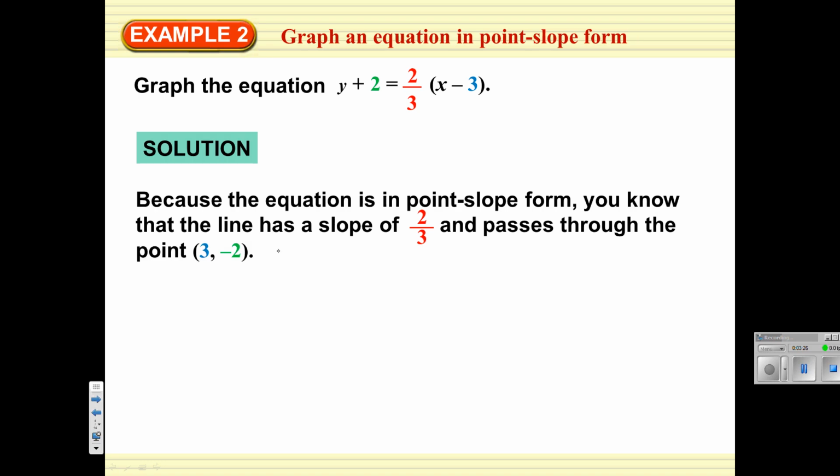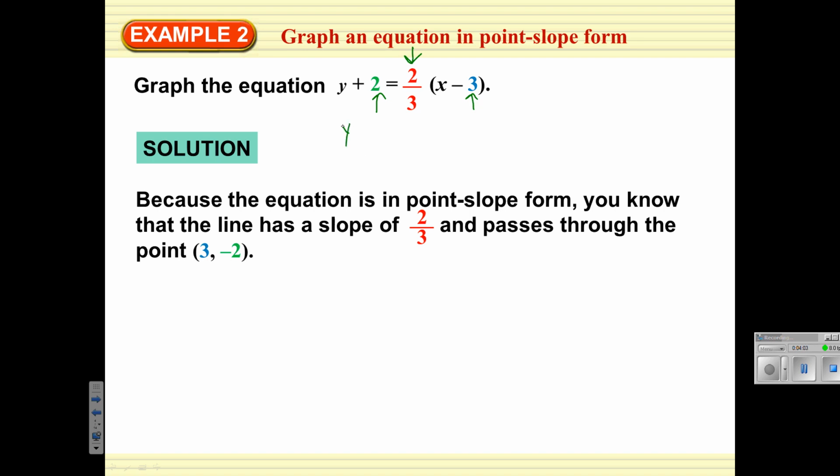So the first thing to do is, since we know it's in this form, you know that the line has a slope of 2/3, because look at where the 2/3 is. It's in the slope's place, and it passes through the point (3, -2). Now, how do we know this is a -2 and this is a +3? Notice it's the exact opposite signs. My x-coordinate, while there's a minus in front of it, that means my x-coordinate is positive. And my y-coordinate has a positive sign in front of it, so that means my y-coordinate is negative.